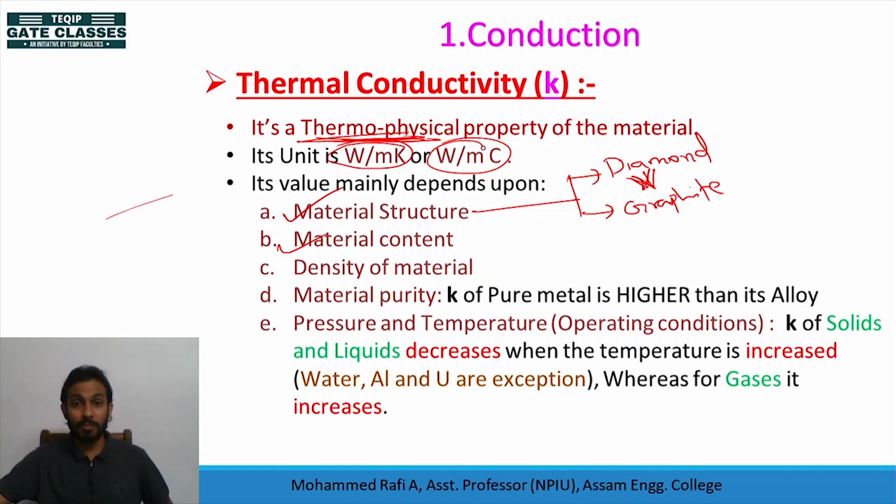This is very important. Same material, but the material structure is different. The crystalline structure is different for diamond and graphite. That is why both have different thermal conductivity. Similarly, material content: if I compare diamond and steel, both have different content, so they will have different thermal conductivity. Similarly, density of the material: if I use a very heavy material versus a light material, both will have different thermal conductivity. So the thermal conductivity of a material depends on different parameters.